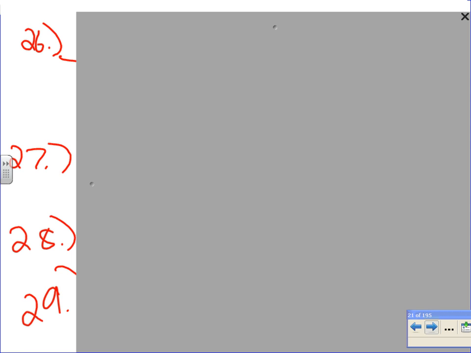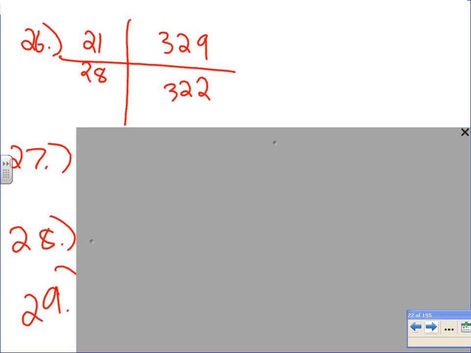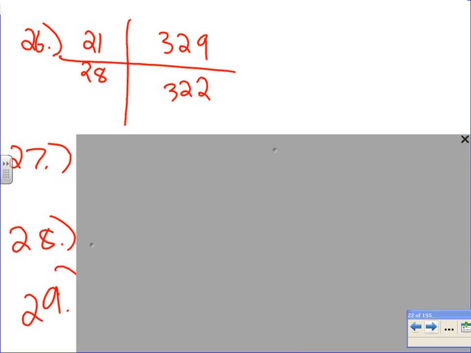Okay, 26. You had to fill the chart in, so let me just pull this down. So for 26, the chart that you had to fill in, for 3 going across, you should have 21 and 329. For 4 going across, you should have 28 and 322. So that's the chart for 26.